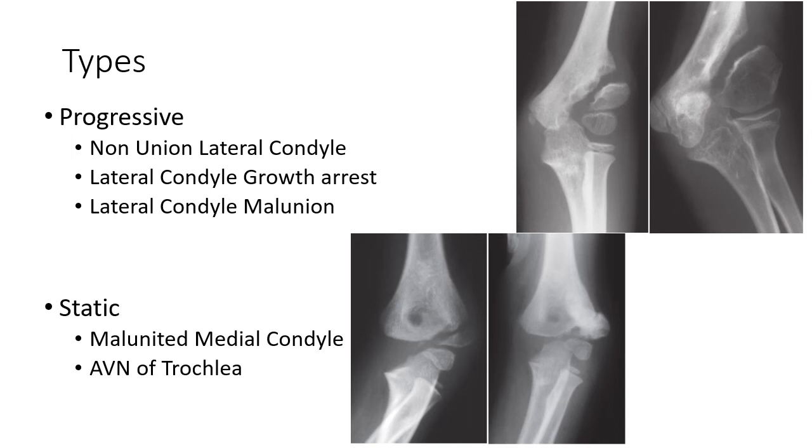Now you could classify them as two types, the progressive valgus deformities and the non-progressive or the static valgus deformities, depending on the diagnosis. Non-union, lateral condylar growth arrest and lateral condylar malunion all have progressive deformities, whereas malunion of the medial condyle and AVN of the trochlea will have a static valgus deformity which does not increase at the adolescent growth spurt.